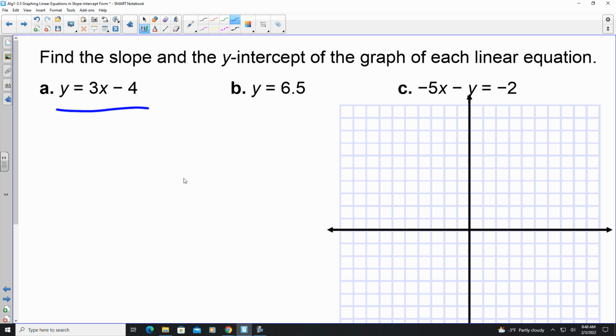First off, is y by itself? The answer is yes. What is my y-intercept? My y-intercept comes from B. So since B in this case is -4, I know that my y-intercept is going to be at (0, -4), plotted right here. It's not (4, 0).